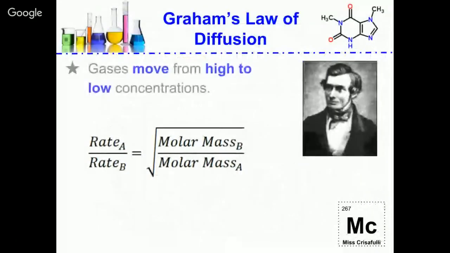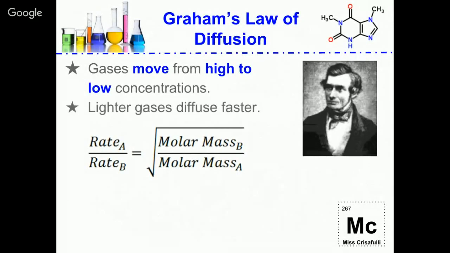So let's talk about Graham's law of diffusion. Gases move from high to low concentrations, and the lighter gases are going to diffuse faster. We've talked about this in the past. You should be familiar with this. If something is lighter, it's going to move faster. Think about a race car versus a semi-truck. Race cars are going to move faster.